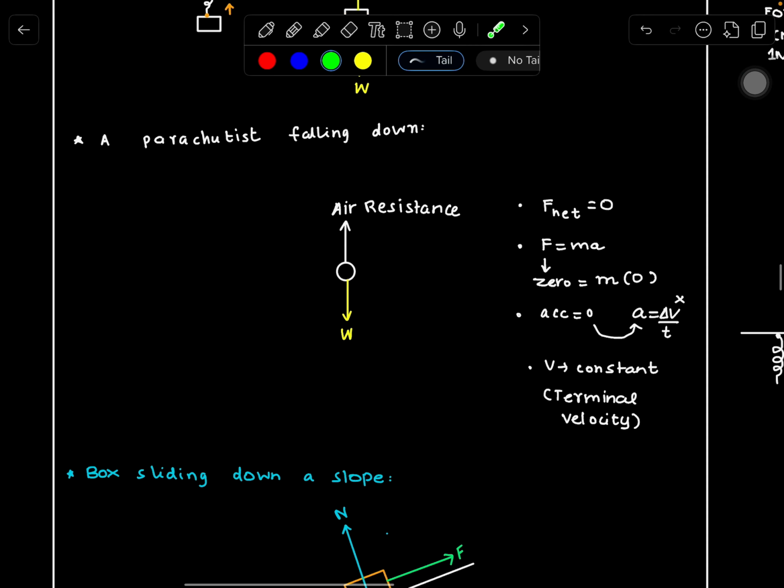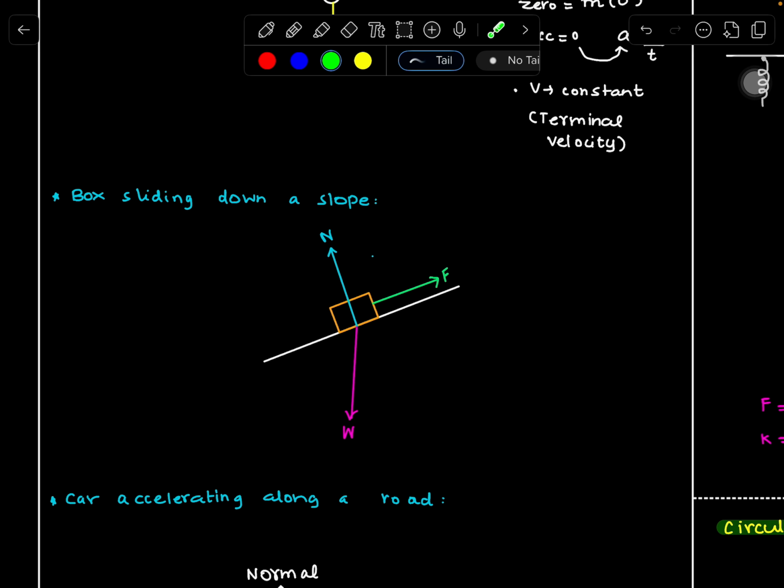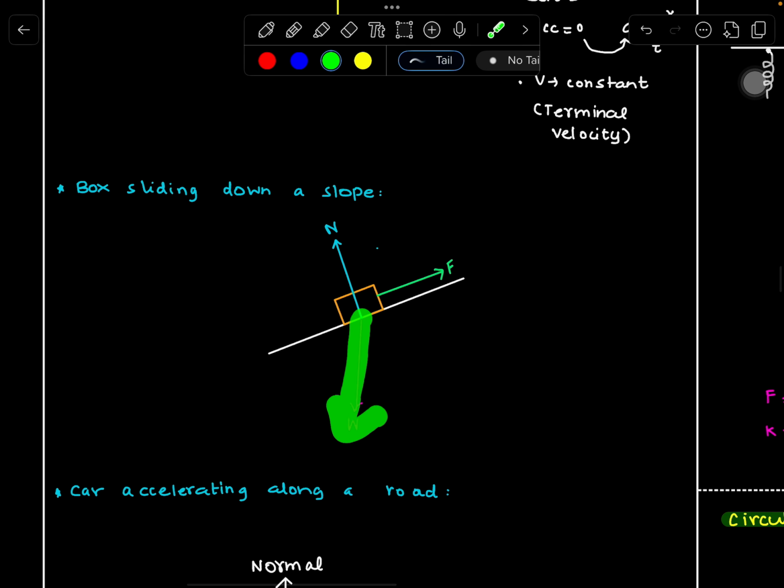So let's draw a free body diagram for a parachutist falling down. This is your parachutist, and she has her weight acting down, and she has an opposite force, which is air resistance. A box sliding down a slope. Weight always down, normal reaction force perpendicular to the surface. And if the box is sliding down, then friction is going to be opposite to the motion, okay?